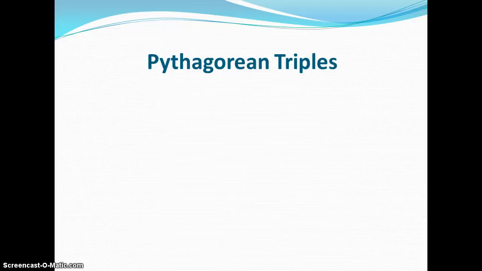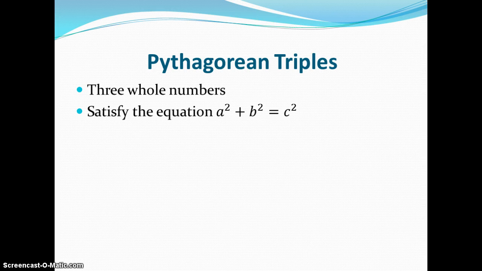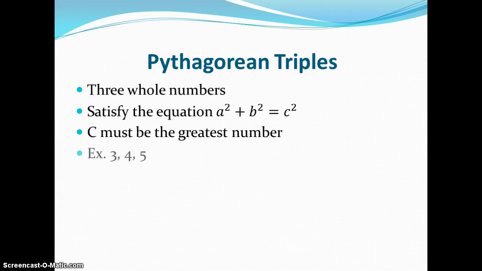Pythagorean triples. These are 3 whole numbers that satisfy the equation a squared plus b squared equals c squared, where c must be the greatest number. So for an example, we have 3, 4, and 5. 5 would be the hypotenuse, and 3 squared plus 4 squared does equal 5 squared. And they're all 3 whole numbers.